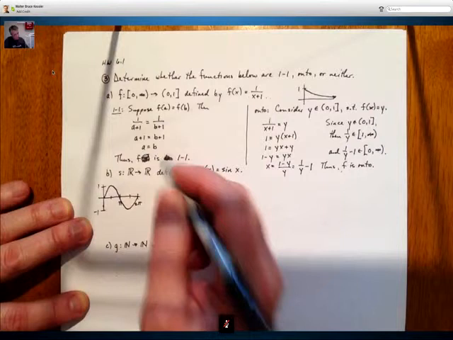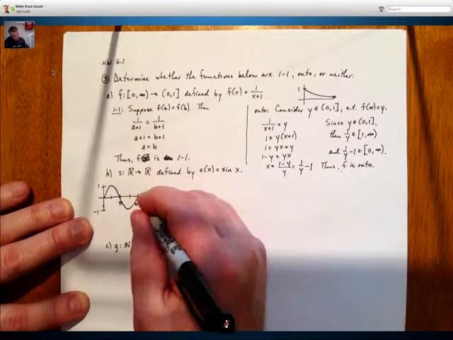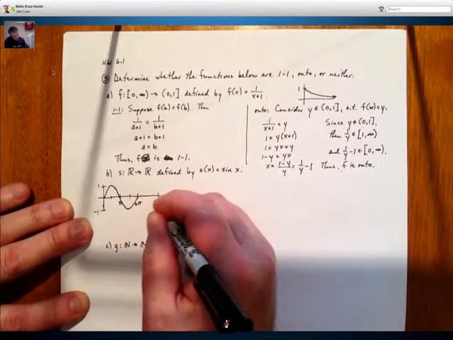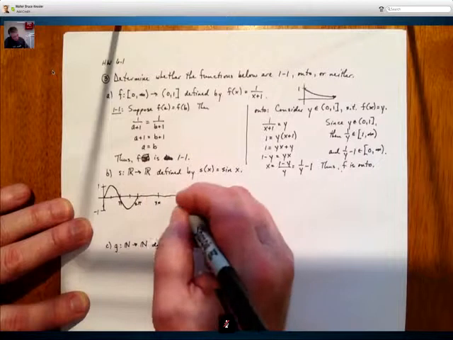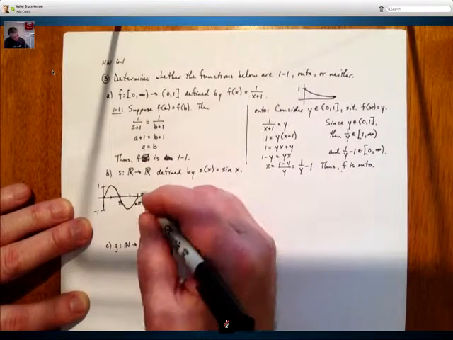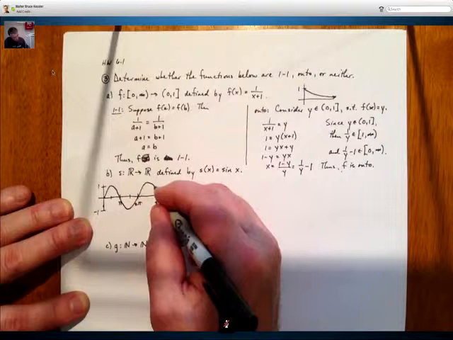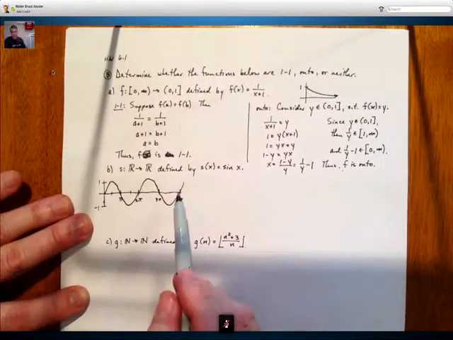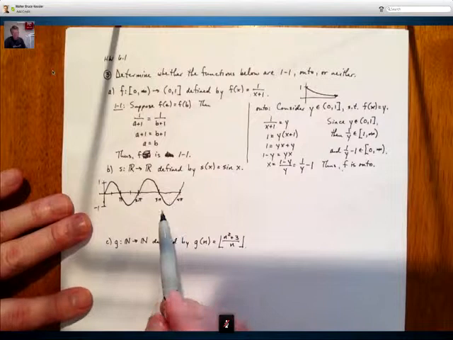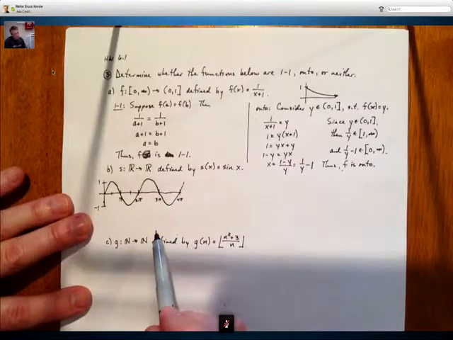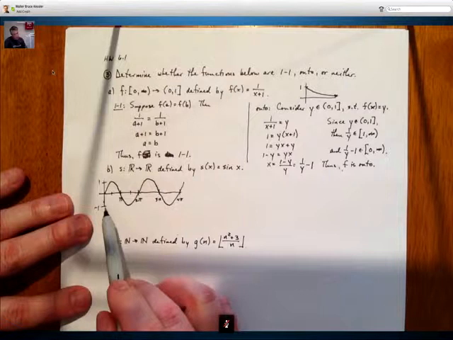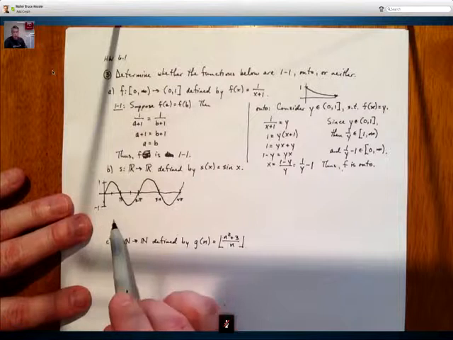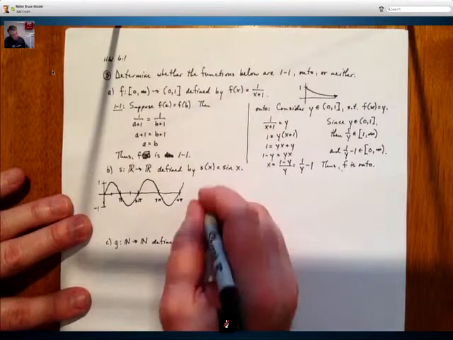It kind of does this, right? And then it keeps on doing that. So here's 3 pi and 4 pi. It's just going to do it again. So you think about a horizontal line test, it is going to fail that, so it won't be one-to-one. And as far as being onto R, it's only going to go between -1 and 1, right?